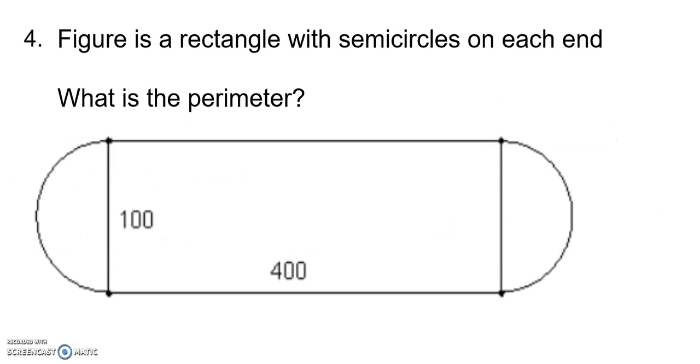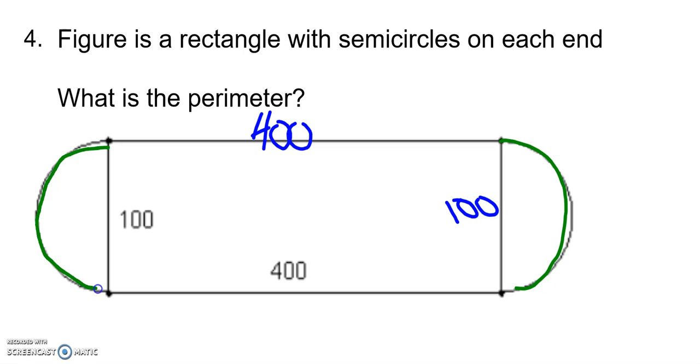Alright, the next example here, very similar. We have a rectangle with semicircles on each end, and we want to know the perimeter. So first you should notice that this side will also be 400. And over here we have 100, because this is a rectangle. And then if we look at these two semicircles, we should notice right away that both of them together will make up a full circle, so we can just find the circumference of a full circle with a diameter of 100. So our circumference here is just going to be 100 pi.